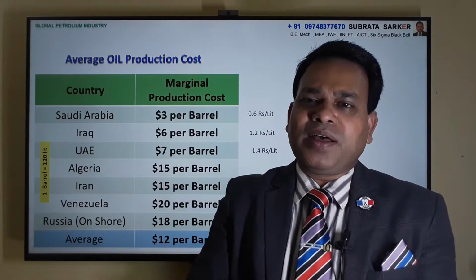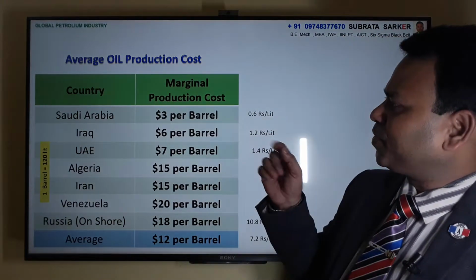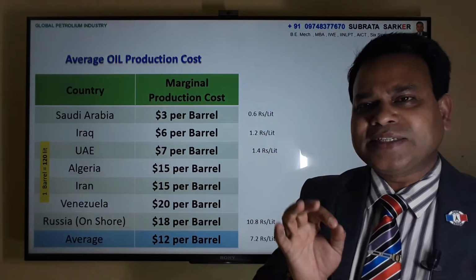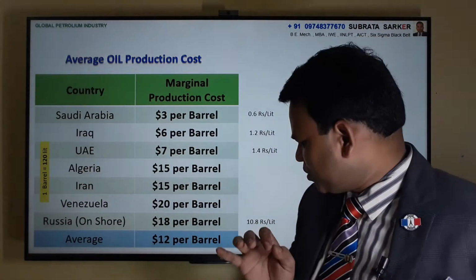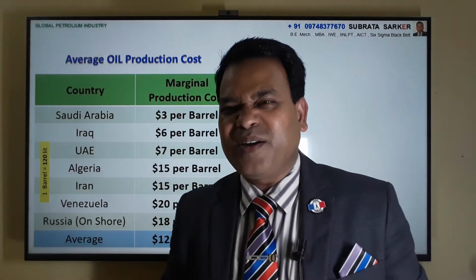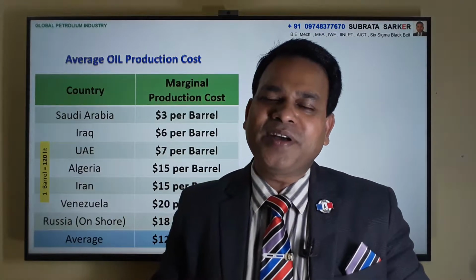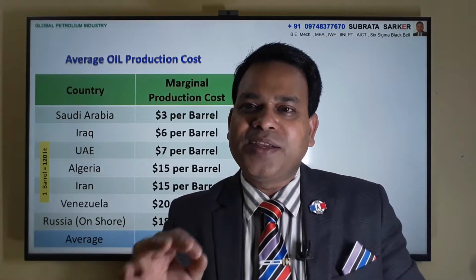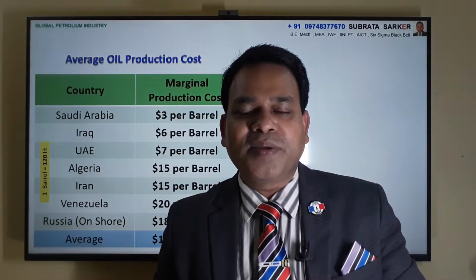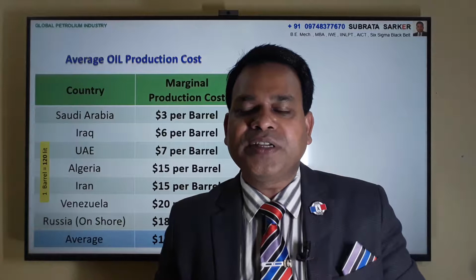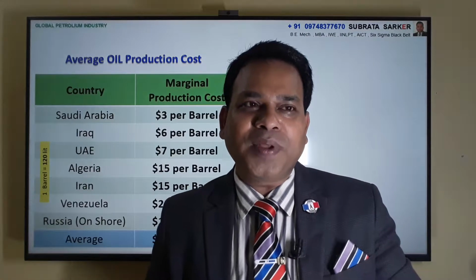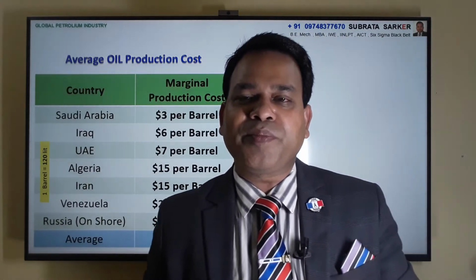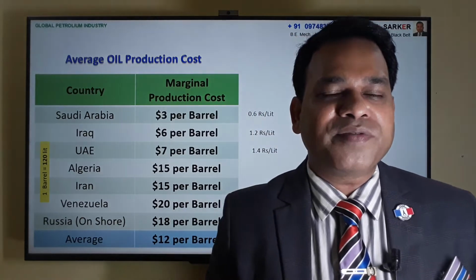For example, you can see in this picture, for Saudi Arabia, 0.6 rupees per liter is the production cost, whereas in Venezuela it is 11 rupees per liter, if we convert into Indian money. So on average, 7 rupees per liter is the production cost for petroleum products in the globe.